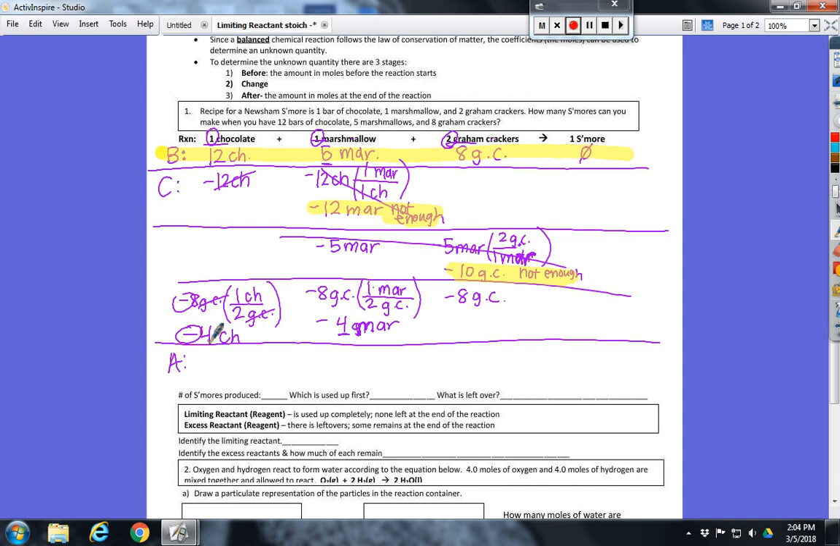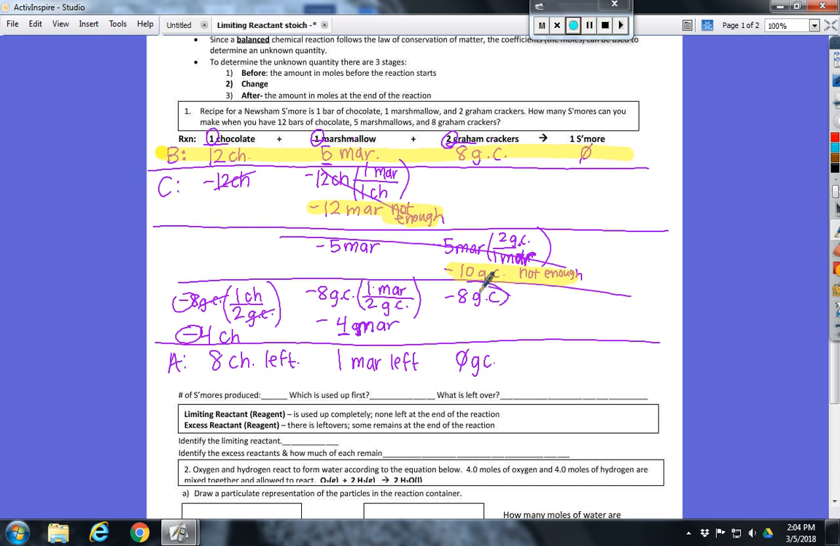So my last row is my after, and this is where your answer comes from. So 4 from 12 is going to get us 8 chocolates left over. And 4 from 5 means I have 1 marshmallow left over. And then 8 from 8 means I have 0 graham crackers left. And now I get to figure out how many s'mores I can actually make. How many do I get to eat?